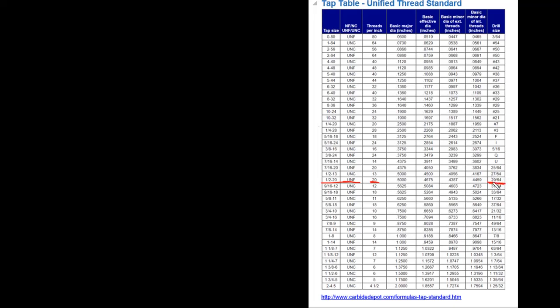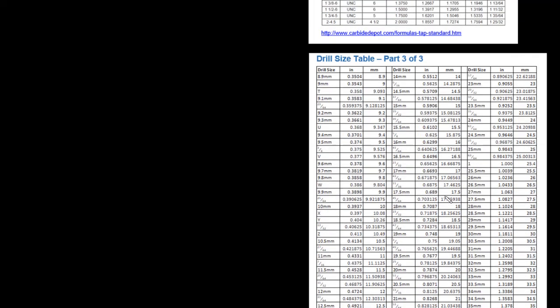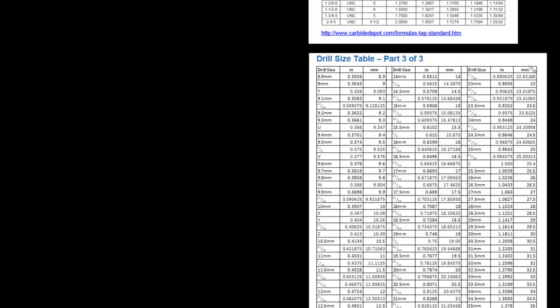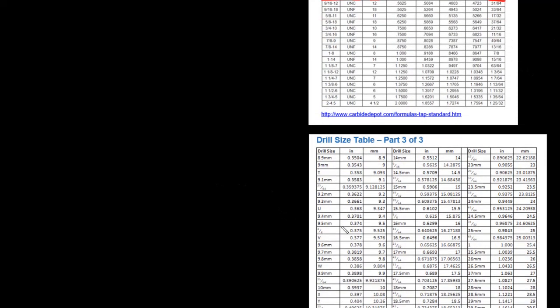Now that we know the drill size, we're going to go to the drill chart. So here we have it. We're going to look for the 29/64 drill. And we found it right here. All right. So this is the size of hole that we're going to drill.